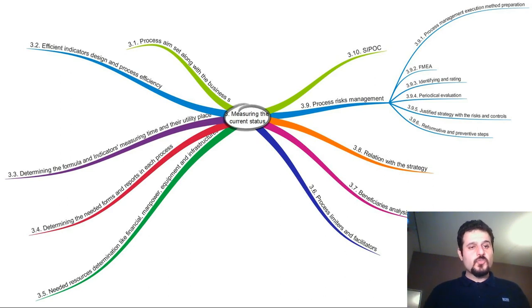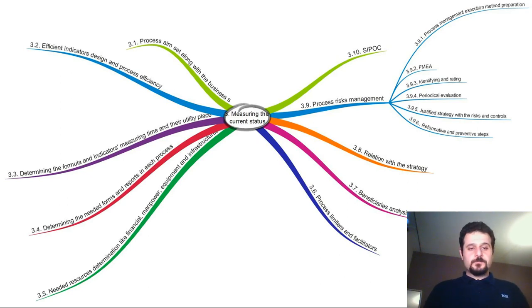Next, we should talk about some indicators. We should define efficiency and effectiveness indicators, designed for both sides of the process. Also, we should determine the formula of each indicator. When we talk about KPIs, we need to create a KPI for which we know the formula and know how we can gather the data. These are some important points about KPIs.